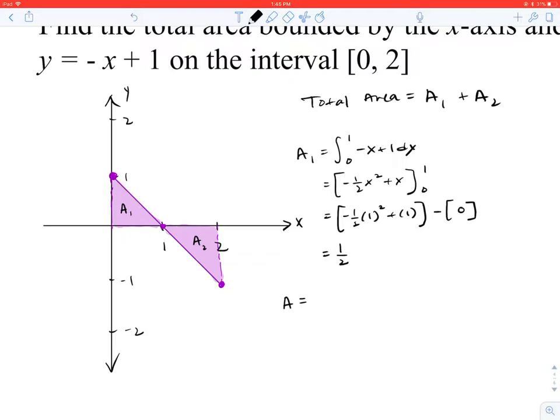Now the second area, because it's below the x-axis, I'm going to have to multiply by -1 and integrate from 1 to 2 that same function. So we have the -1 hanging out up front. The antiderivative of -x plus 1 we already know from above. And then applying the fundamental theorem of calculus. Oops. Should use parentheses here actually.